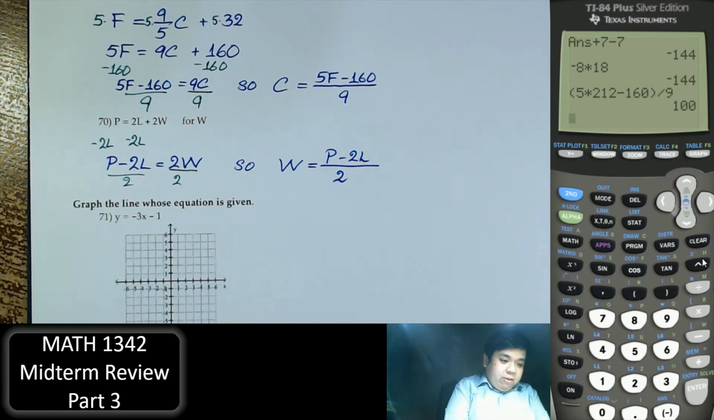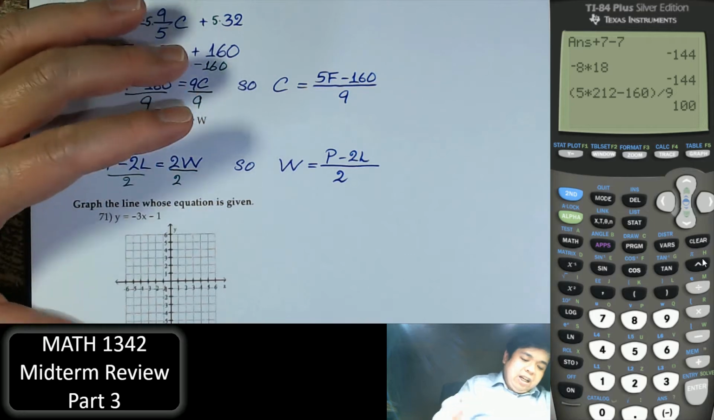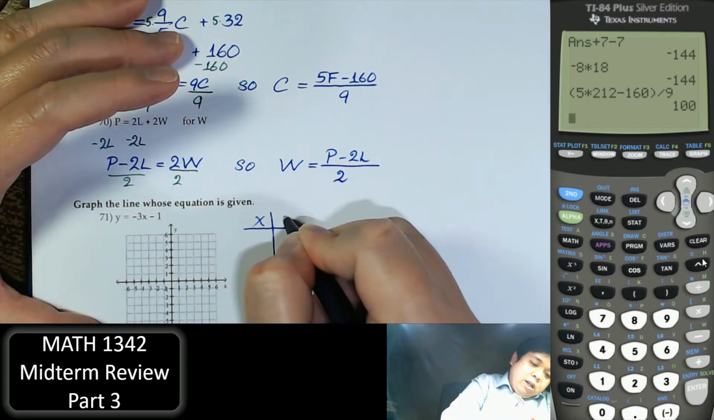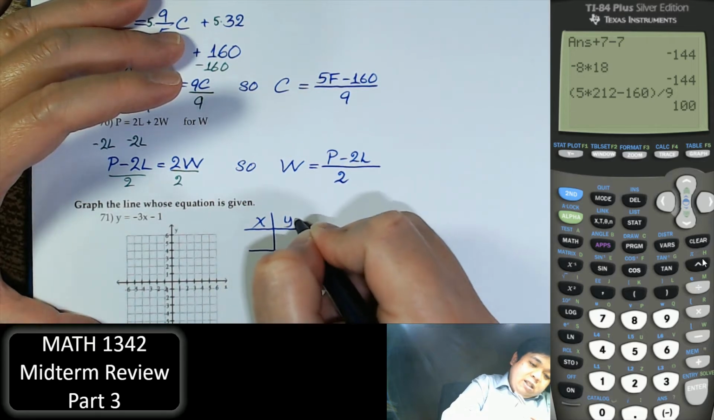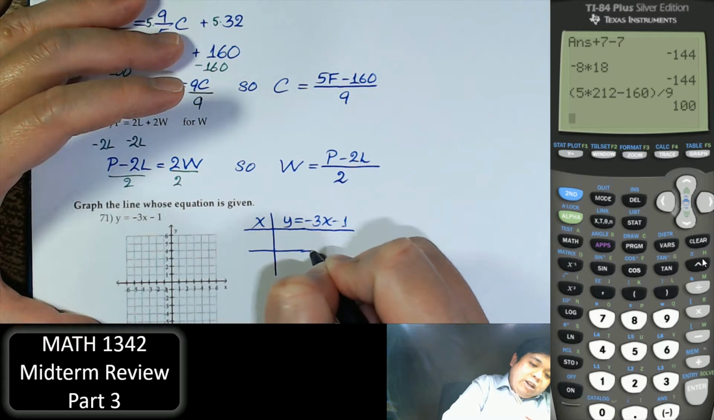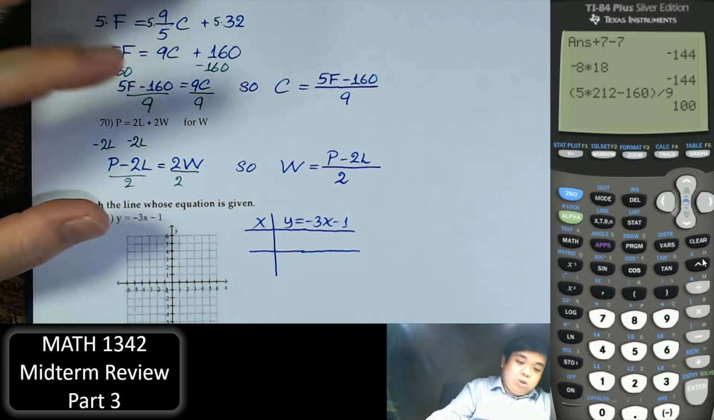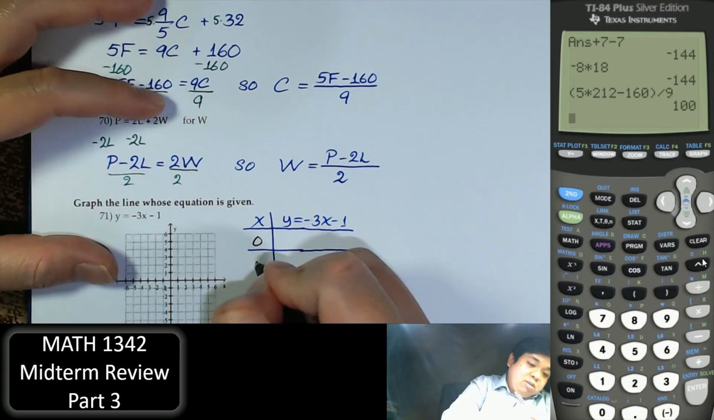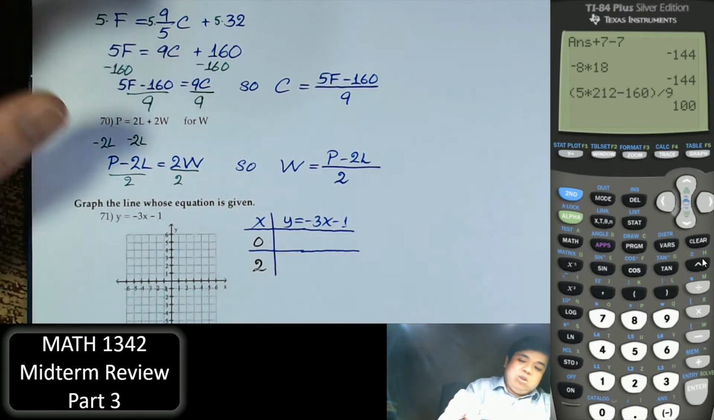Now graph the line. To graph any line, we only need 2 points. To get the points, we make a table like this. In this case, we have y equal to negative 2x minus 1. So y equal to something. If we choose the values for x, any number really, choose 0 and 2.